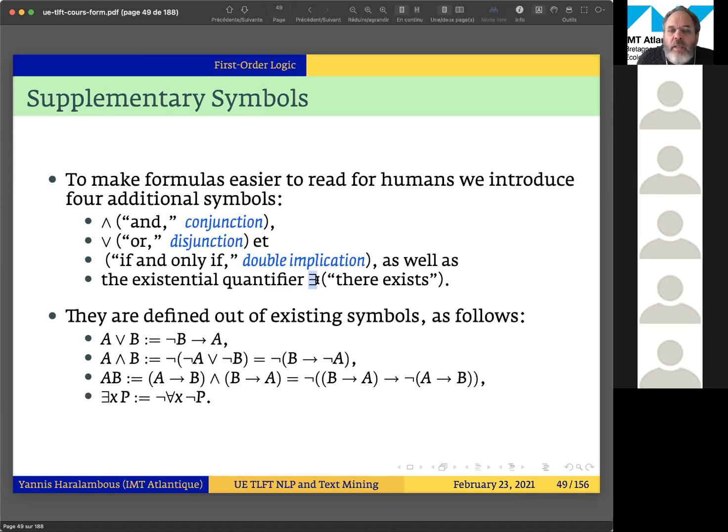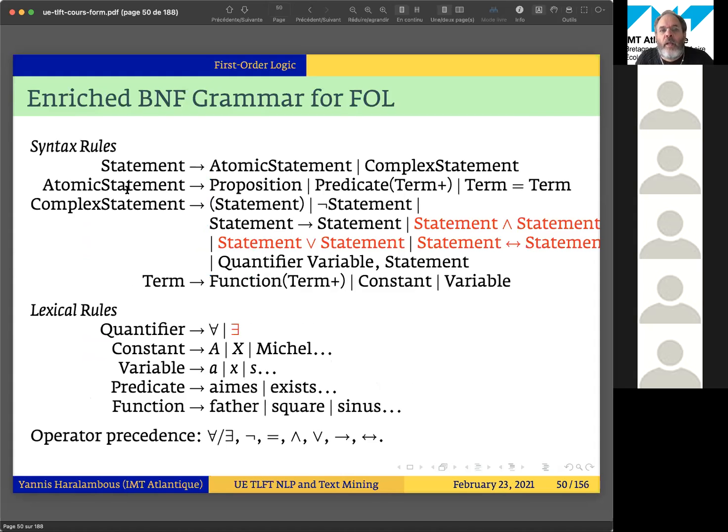And here I have the existential quantifier. These symbols are defined, and here I'm just missing again a symbol, sorry for that. It's the double implication symbol, the if and only if symbol with a single arrow. So these new symbols are defined out of the existing ones, and it's only for convenience of humans. This is the or, this is the and, the missing symbol here is the arrow in both directions, and this is the existential quantifier. And this is the syntax with the new symbols.